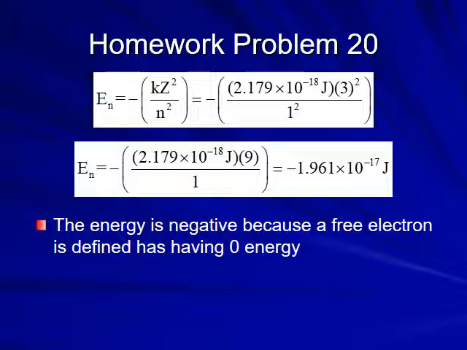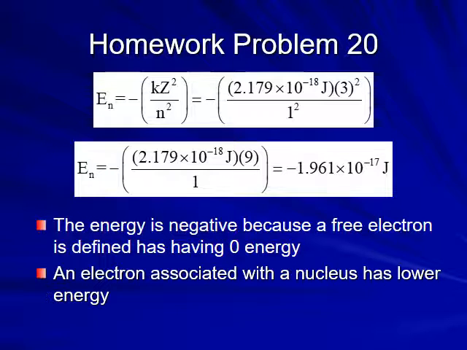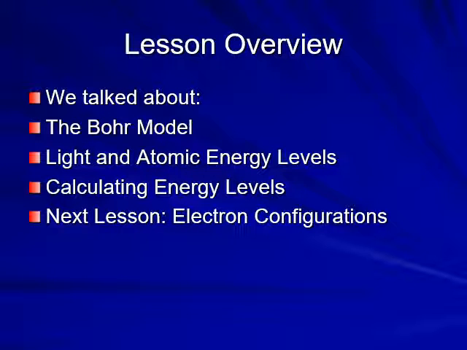So the energy is negative because, once again, like we said, the free electron is defined as having 0 energy, and an electron associated with a nucleus has a lower energy than that. And what's lower than 0? A negative number. So that's really the highlight of the Bohr model. Now the text does talk about energy between different energy levels. We're not going to get into that in this course. If you can calculate the energy of a single energy level, that will be good enough.